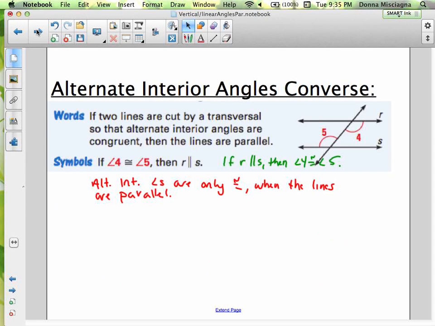Alternate interior angles converse. This is also in your notes. So if angle 4 in our diagram there is congruent to angle 5, then R has to be parallel to S because those are alternate interior angles. In red, alternate interior angles are only congruent when the lines are parallel. In green, if R is parallel to S, then angle 4 has to be congruent to angle 5. So it's going to work both ways. If the lines are parallel, the alternate interior angles are congruent. If the alternate interior angles are congruent, our lines have to be parallel.